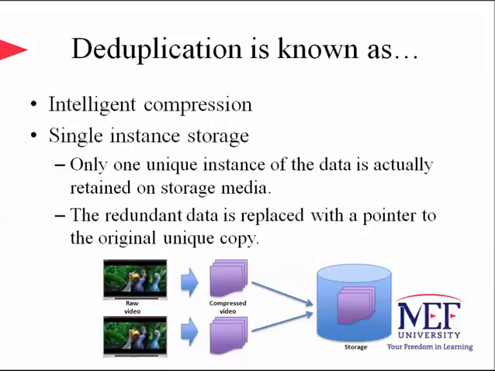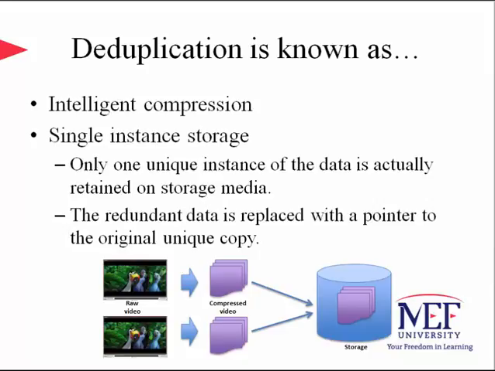Although I already described what deduplication means in simple terms, here I jot down a few notes on what it's known as. It's called intelligent or single instance storage, as I mentioned before. This name is actually coined as a term that Microsoft or later IBM used. In a typical deduplication scenario, only one unique instance of data is actually retained on storage media. What happens is that when the redundant data is identified, it is replaced with a pointer to the original copy.